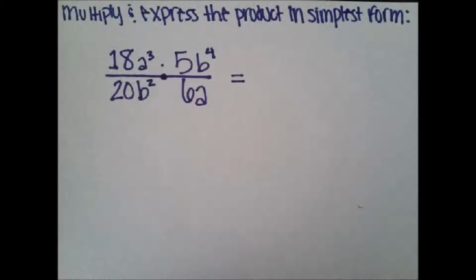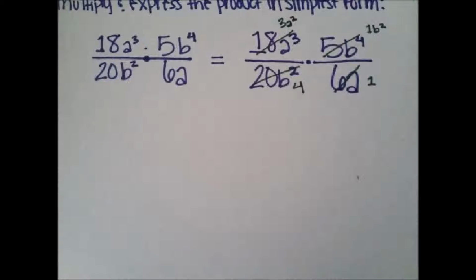So problem number 1 in multiplying rational expressions. Remember, the first step is to factor, so let's factor. And we factor across from top to bottom and bottom with top. That may sound a little confusing, but let's break it down. 18a cubed factors with 6a because there are literally 3 6a's in 18a cubed. And 5b to the 4th factors with 20b squared. 5b to the 4th becomes 1b squared, and 20b squared becomes 4.